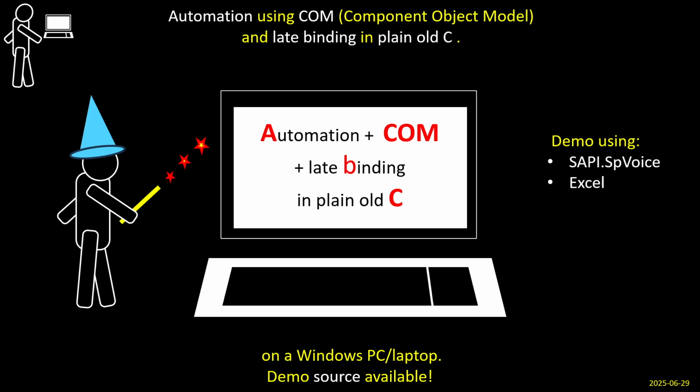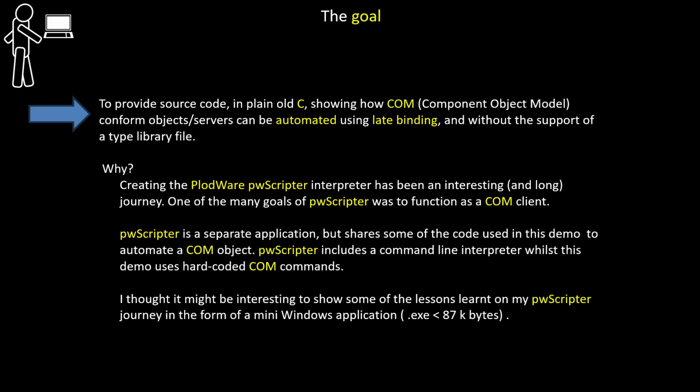The demo is going to work its magic upon two COM objects. One of them is the SAPI.SpVoice object, and the other is Excel. The Excel part will only work if you run this demo on your system and you have Excel installed. The goal was to provide source code in plain old C showing how COM objects and servers can be automated using late binding without the support of a type library file.